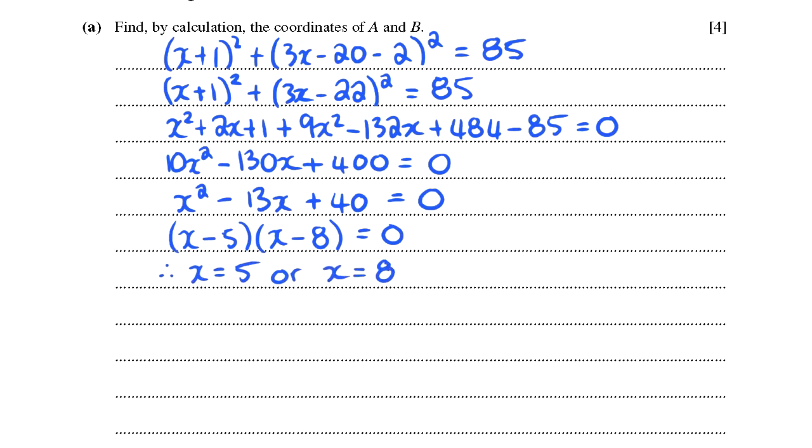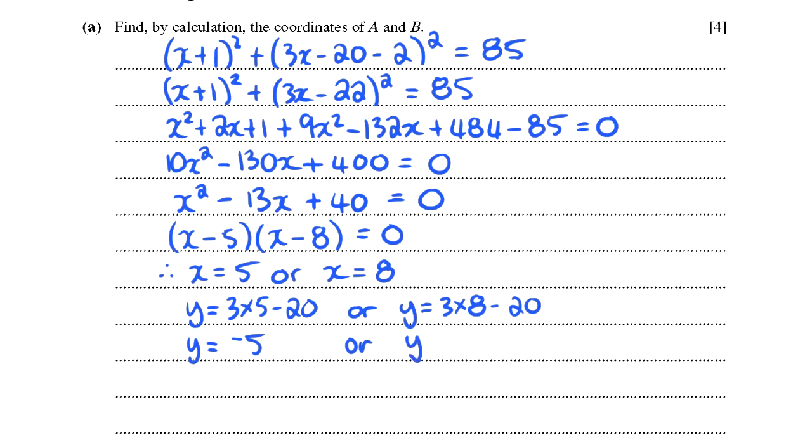So we need to find the y values. We can use either equation, the circle or the line. Of course, we're going to use the line because it's much easier. y is equal to 3 times the x. So for the first one, it's going to be 3 times 5, and then we subtract 20. Or for the second one, y is 3 times 8 minus 20. So y is 15 minus 20, -5, or y is 24 minus 20, 4. Okay, we just have to identify which point is which.